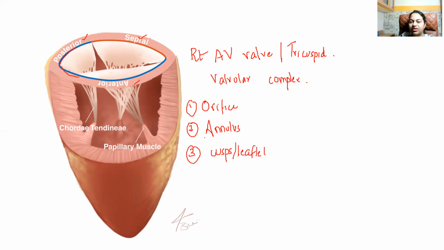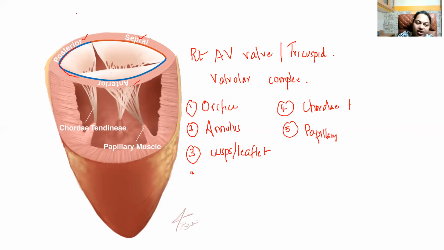Yeah, the tricuspid valve has the three cusp. And the fourth one, chordae tendineae. And the fifth one, papillary muscle. So when we talk about the valvular complex, it's not just the cusp alone. It includes the collagenous annulus to which the cusp are attached. Okay. And then the chordae tendineae and the papillary muscles. Yeah, but do remember the orifice also.